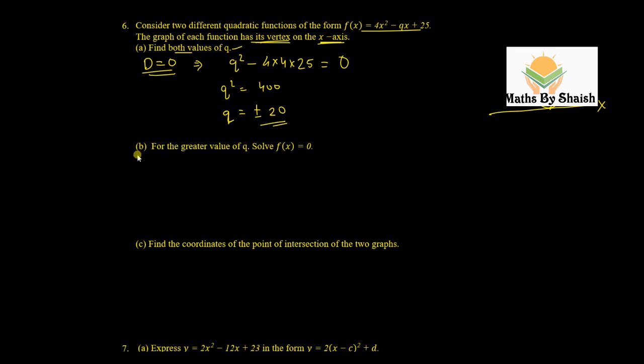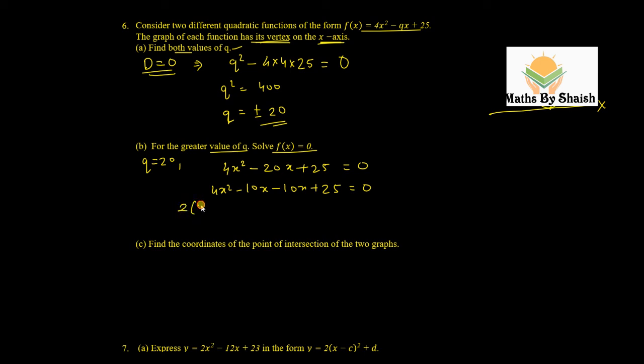Let's do the B part of it. B part is for the greater value of q. Greater value means q is equal to 20. Solve this. So we write 4x squared minus 20x, because q is 20, plus 25 is equal to 0. We can see 4 times 25 is 100, and 10 into 10 is 100, so it is going to be 4x squared minus 10x plus 25 is equal to 0.